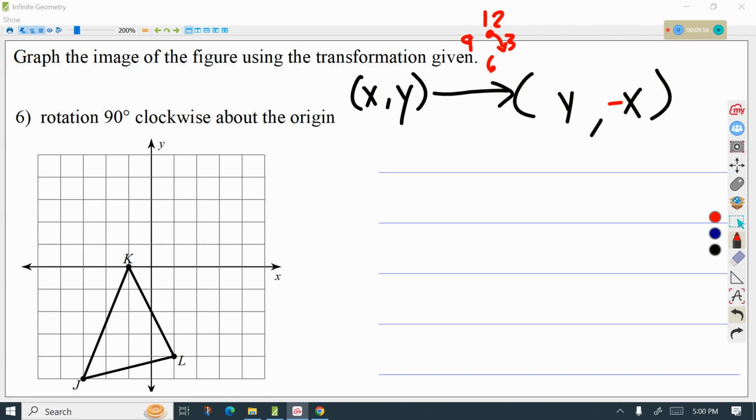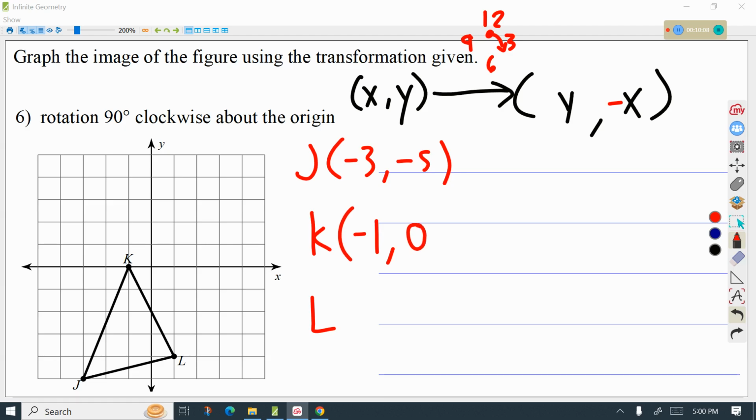Okay, so we got JKL over here. We'll do these points, all right? J is left 3, down 5. So that's negative 3, negative 5. K is left 1 and up and down 0 because it's right on the x-axis, right? L, I got to go right 1 and then I have to go down 4. So now we'll get J prime, K prime, and L prime.